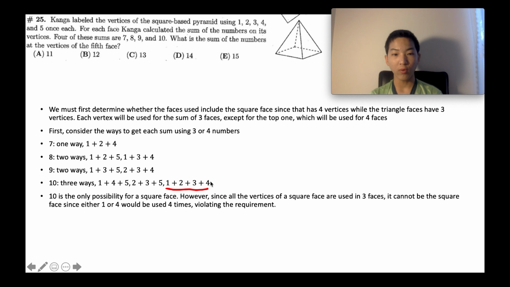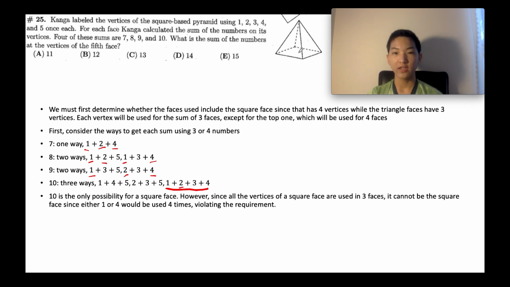Since either 1 or 4 would always be used 4 times in total. So for example, if you were to choose this one, you see you have 1 and 4. No matter which one you choose here, you would have 1 or 4, and once again, 1 or 4. There's one way to choose it without 4 of 1 or 4, but that would create 4 2s.